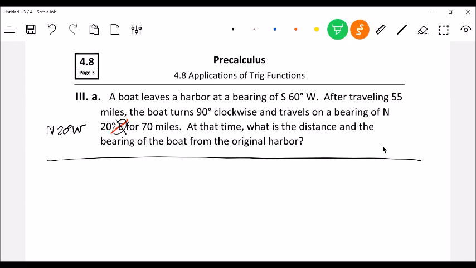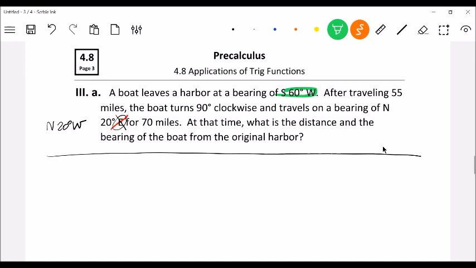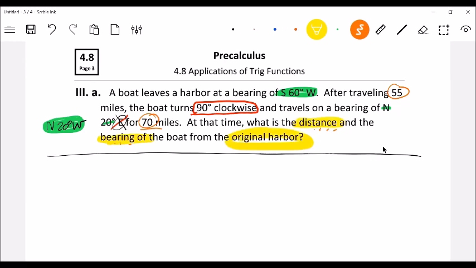So first thing I want to go over what this is saying. A boat leaves the harbor and it's at this bearing, south 60 degrees west. After traveling 55 miles, the boat turns 90 degrees clockwise and travels on this new bearing of north 20 degrees west, and that's why I've got it here. And that's going to be for 70 miles. So at the end of that 70 miles, what's the distance and bearing of the boat from the original harbor? So we're looking for the distance and the bearing of the boat from the original place it left at.